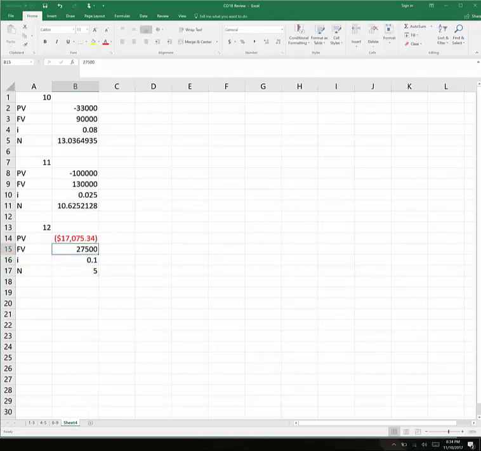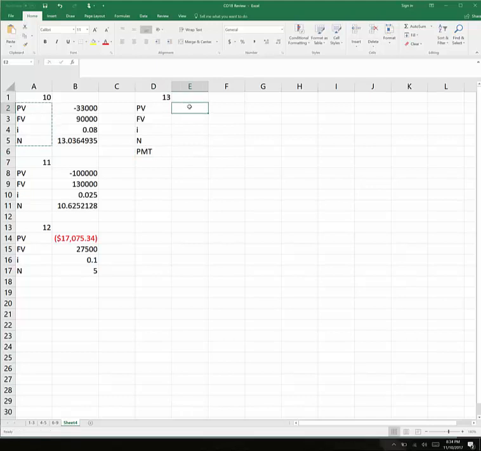So you need to invest a little over $17,000 to cover that payment. And now we're on to the questions which are going to include payment. So we'll add payment here.